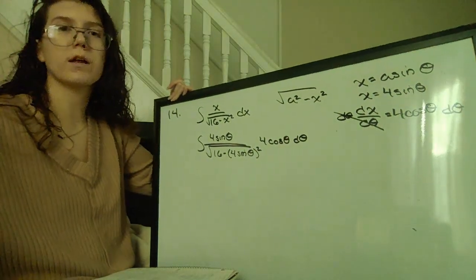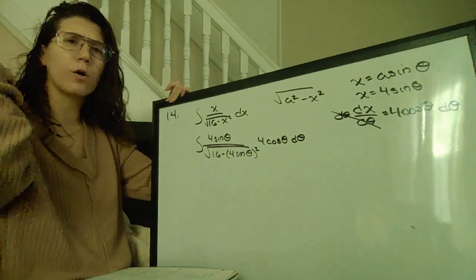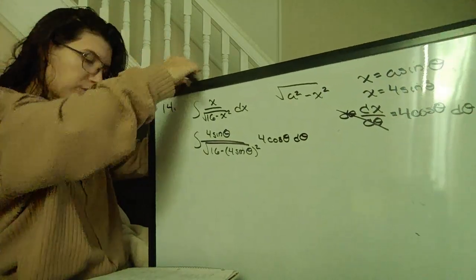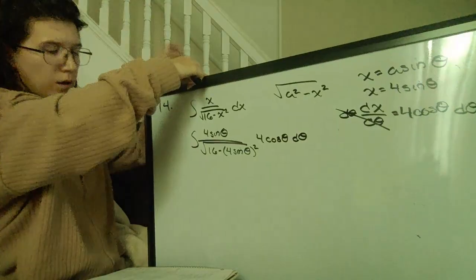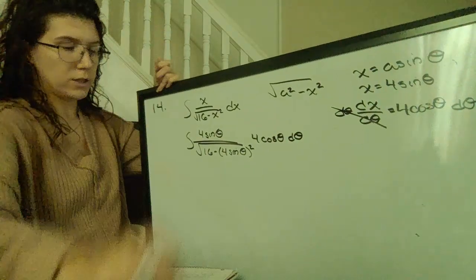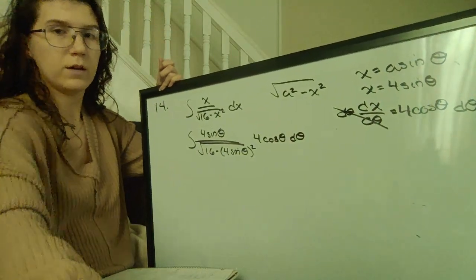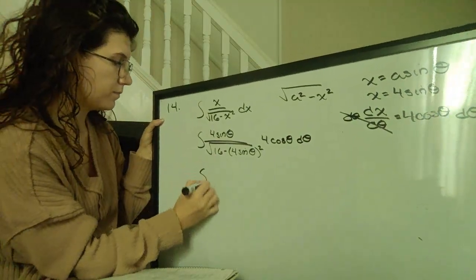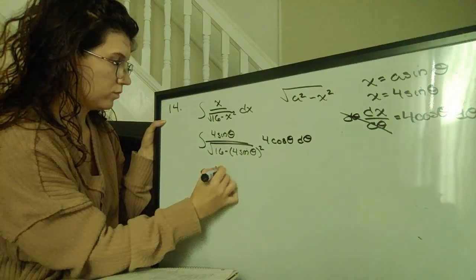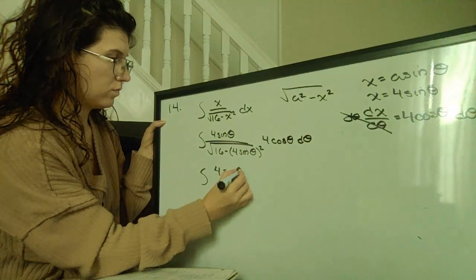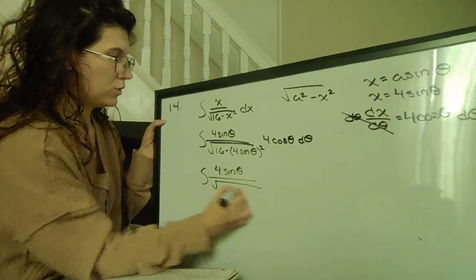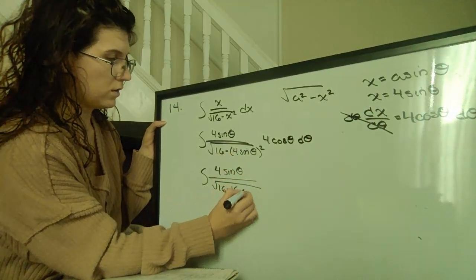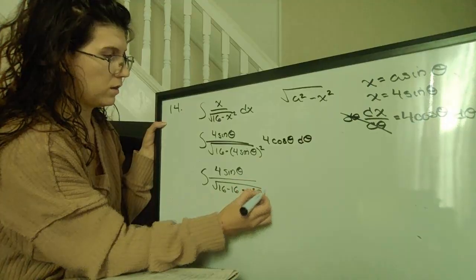Some of these you can set up a couple different ways, and they're all going to be accurate as long as you're consistent with all of your variables. That will come into play later. All right, so if we square this, this is going to be the square root of 16 minus 16 sine squared theta.